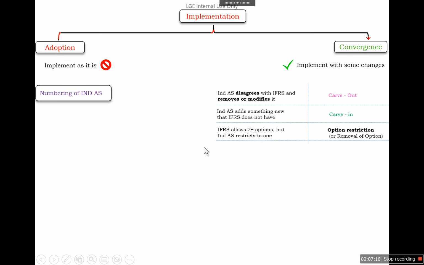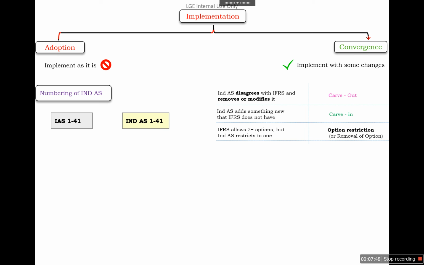Another challenge that was faced was how to number Ind AS. There were two types of standards that existed. Those were IAS, numbered from 1 to 41. However, the board has repealed some International Accounting Standards. So these IAS, those were converted into Ind AS, are numbered as Ind AS 1 to 41.